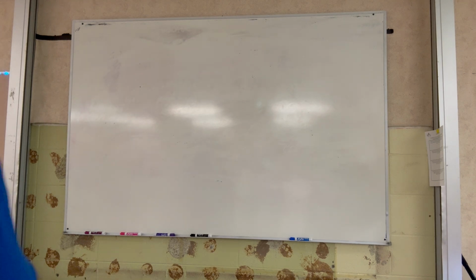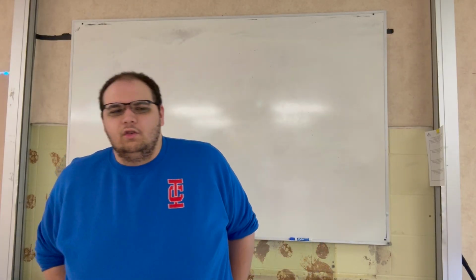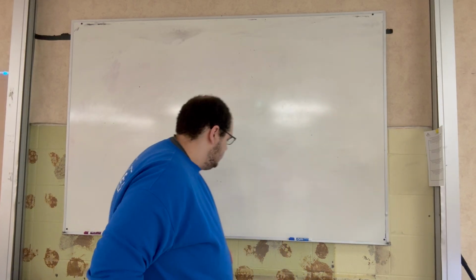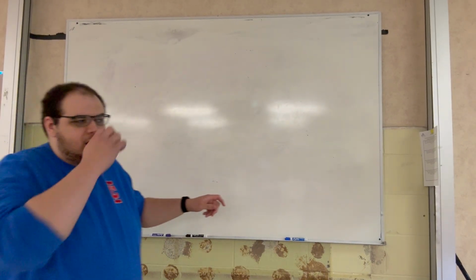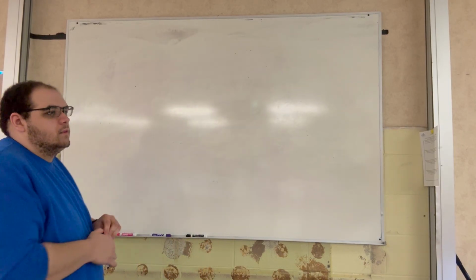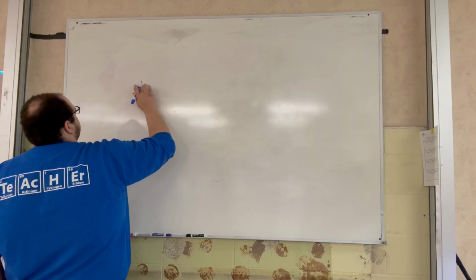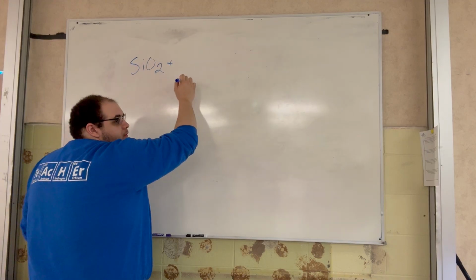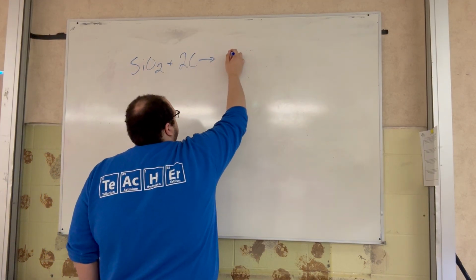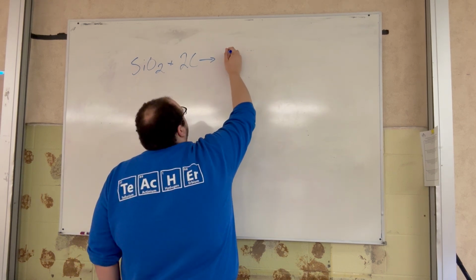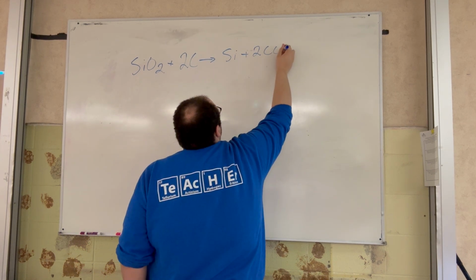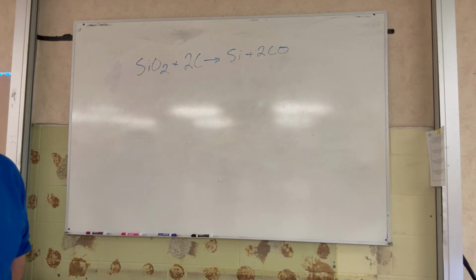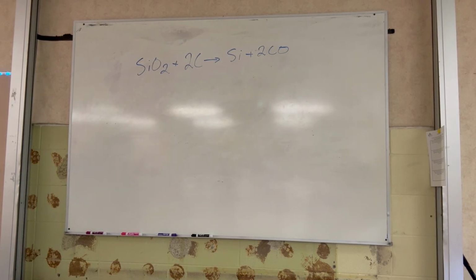Somebody tell me what's different than what we were doing on Friday. What new piece of information have I given you here? Two different numbers. We have two different givens. I even balanced the equation for you because I was feeling generous. I did not balance it on your homework. So we have silicon dioxide reacts with carbon to produce silicon and carbon monoxide.